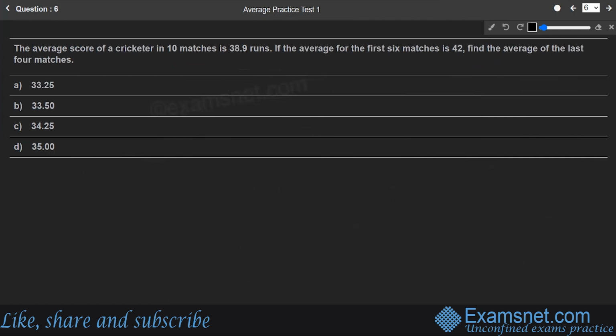Now, the average score of a cricketer in 10 matches is 38.9. The average for the first 6 matches is 42, and the average for the last 4 matches is to be found out. So clearly, in these types of questions, we always try to calculate the total value or the sum value. First, the average score of a cricketer in 10 matches is 38.9. So the sum of those 10 matches will be the average of the 10 matches multiplied by 10, because there are 10 matches played.